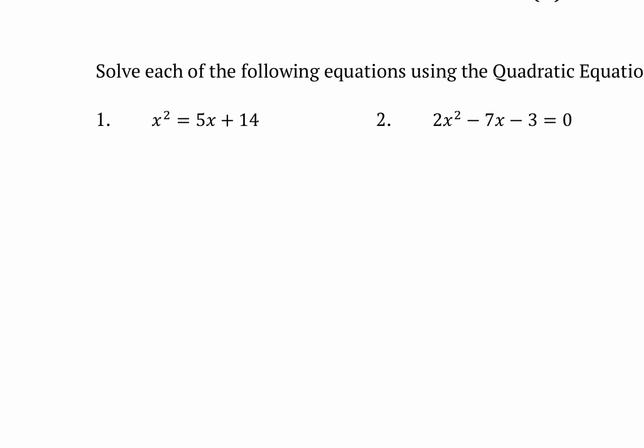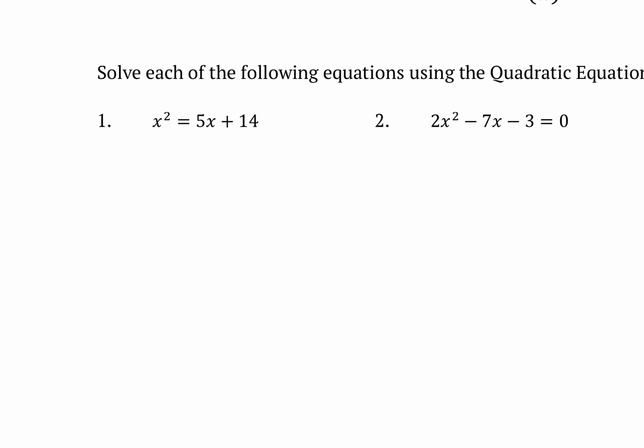Anytime there's an x squared, you've got to get things equal to 0. Okay, so this first one, we'll bring the 5x and the 14 over to the left, and they'll change sign. So this 5x, when we bring it over to the left, will become a minus 5x, and this positive 14, when we move it over to the left, that'll be a minus 14.